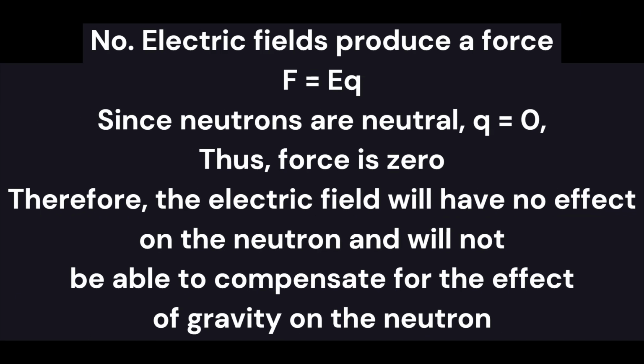Question dii. Explain whether or not a uniform electric field can be used to compensate for the effect of gravity on the neutron. No. Electric fields produce a force that is equal to electric field strength times charge. Since neutrons are neutral, their charge equals 0. Thus, force is 0. Therefore, the electric field will have no effect on the neutron and will not be able to compensate for the effect of gravity on the neutron.